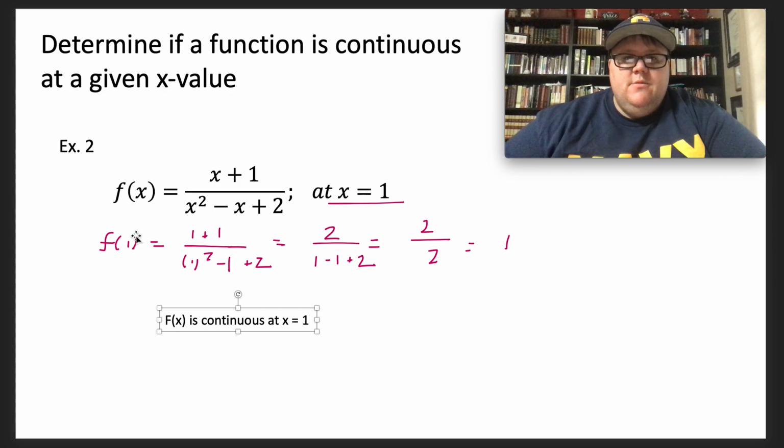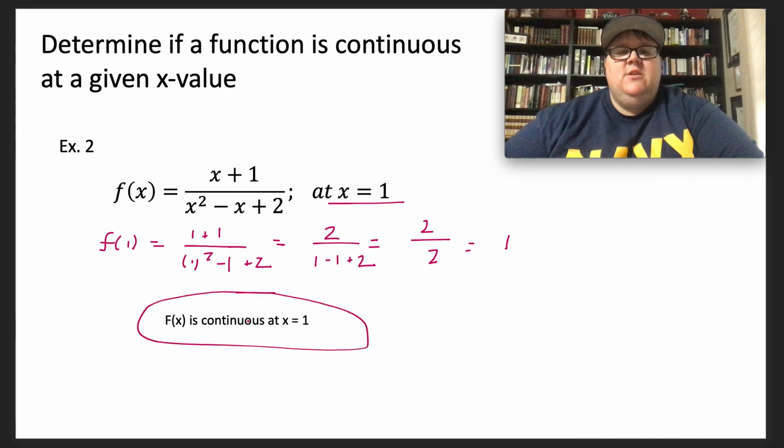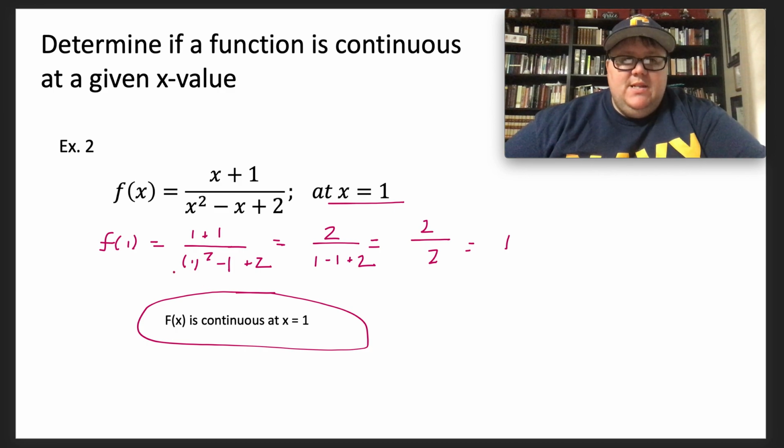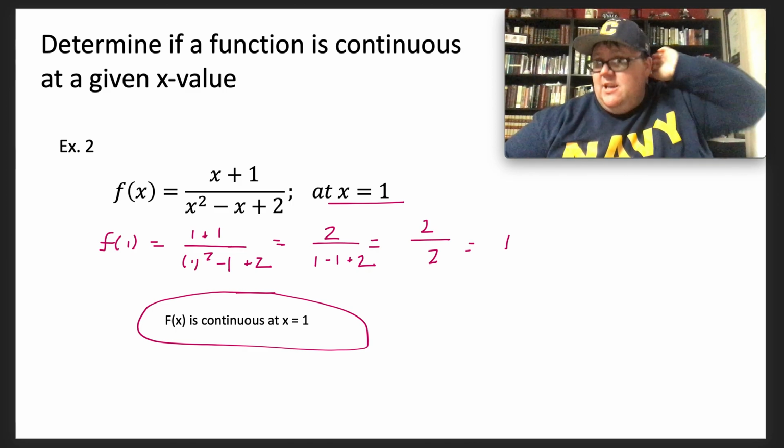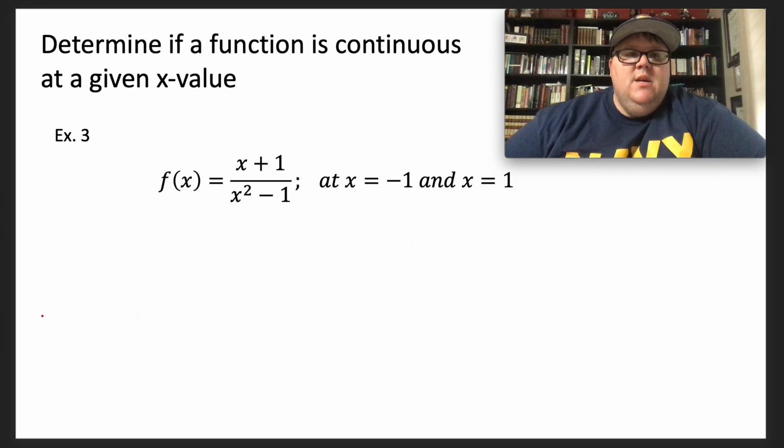And that's my answer. f of x is continuous at x equals 1. It's continuous. I don't have to mess around. I can move on to the next problem. Again, you can pause this and speed it up, slow it down as much as you need to.